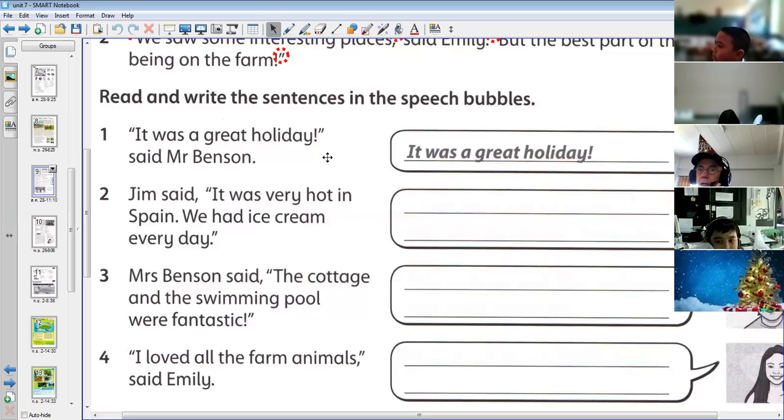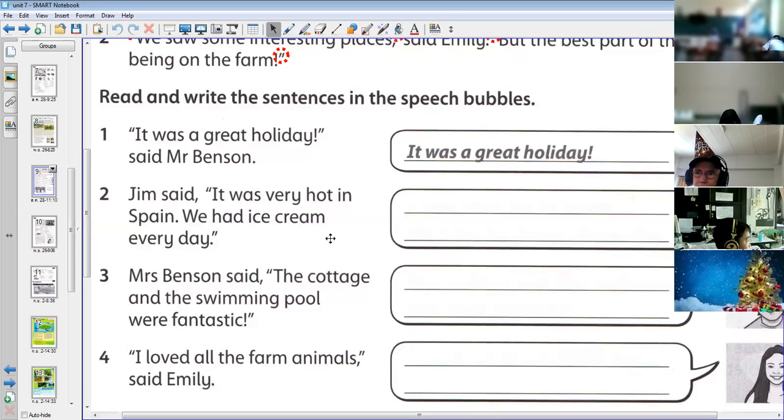I say, "It was a great holiday," said Mr. Benson. Speech bubble: It was a great holiday. So again, if I say speech marks, we read, "It was a great holiday," said Mr. Benson. Speech bubble: It was a great holiday. Understand, Naman? So Naman, can you do number 2? Instead of saying speech mark, I say all of this.